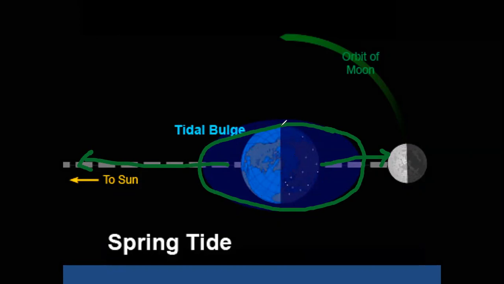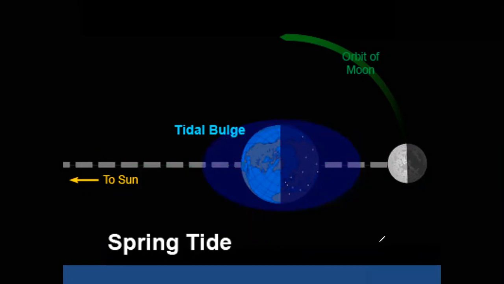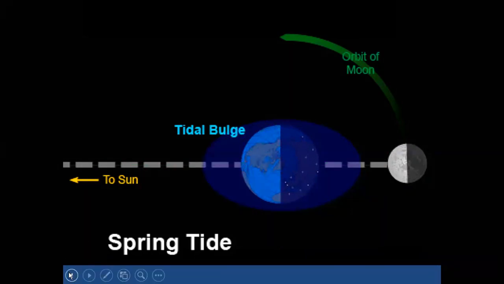So what that means is when the Earth is rotating and you're in this portion, you have an extremely low tide. And when the Earth is rotating and you pass through this position, you have an extremely high tide. So during spring tide, we get a large variance between our low tide water level and our high tide water level. So the high tide is very high, the low tide is very low, and the difference between them is quite noticeable. All right, I'll go back to the notes now.